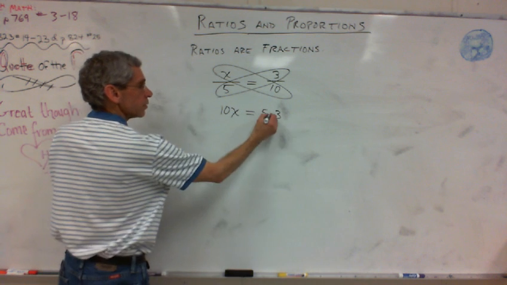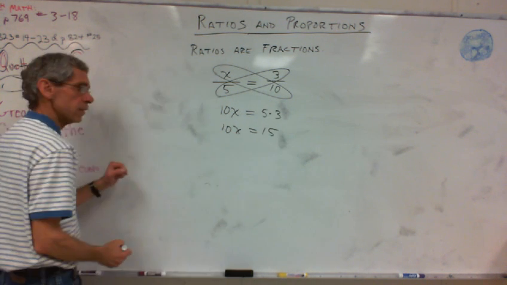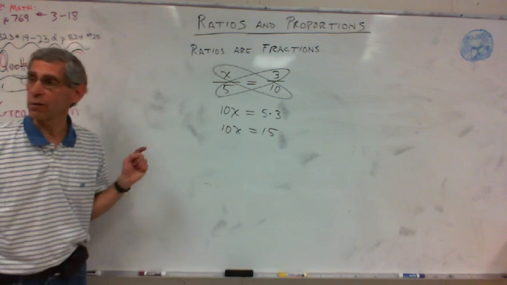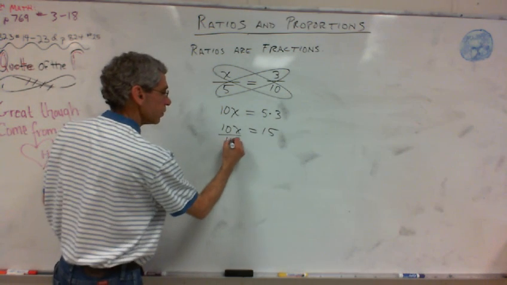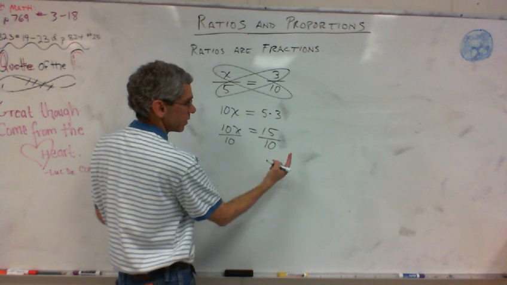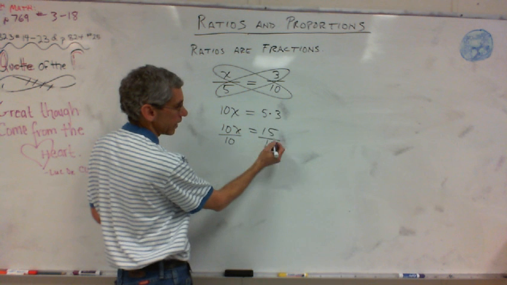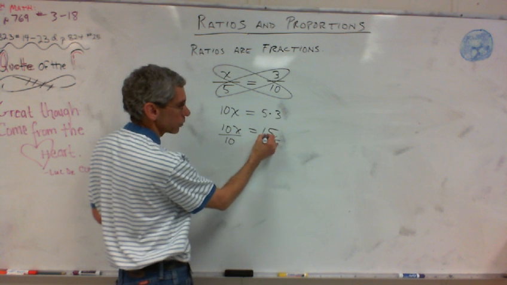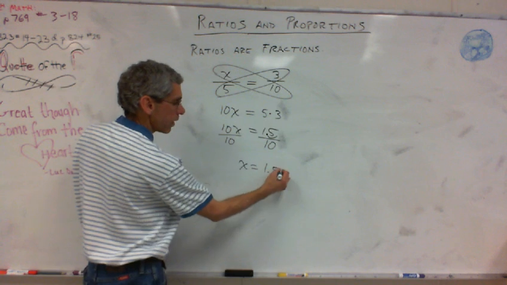Okay? Then you figure out the problem. So then I have 10x is equal to 15. And then I want to know what x is. How would I find x? Divide by 10, right? If I divided that by 10, it would be 1.5. Dividing by 10 just moves the decimal over 1, so x is equal to 1.5.